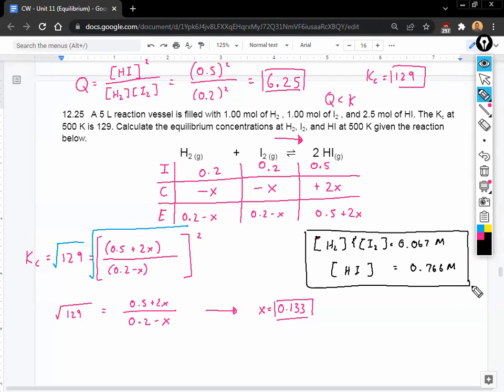Right, but that's how we can use Q to determine how we're going to go to equilibrium. Because if you think about it, a lot of times you're not going to only start with just the reactants, right? You're going to have reactants and products in there. And then we got to figure out which way it'll go to equilibrium.